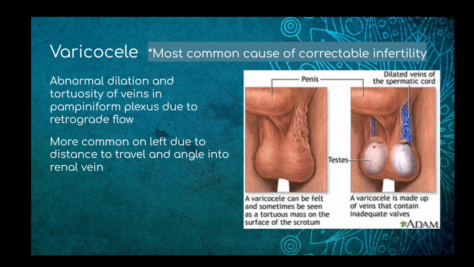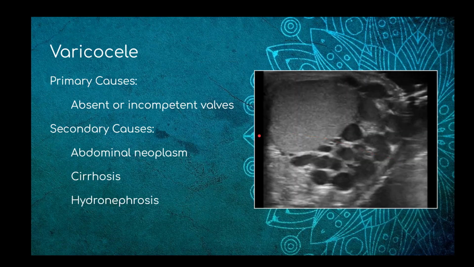Now we're a little bit more concerned if it happens on the right side, because then we're more concerned that there might be an abdominal mass causing the extra pressure, causing that retrograde flow. Maybe there's a kidney mass. Hydronephrosis can cause it because the ureters run in very close proximity to the structures of the spermatic cord. So right side is very concerning that something intra-abdominal is going on. Left side, 100% normal that we see it over there. But when we see it, we still want to document it.